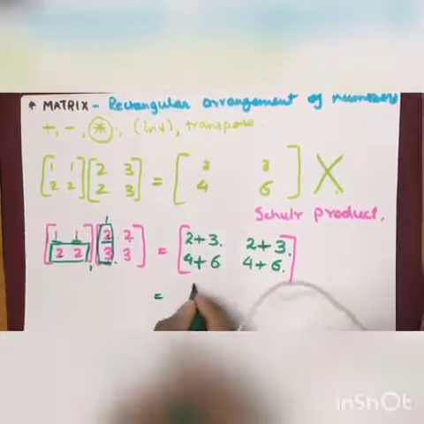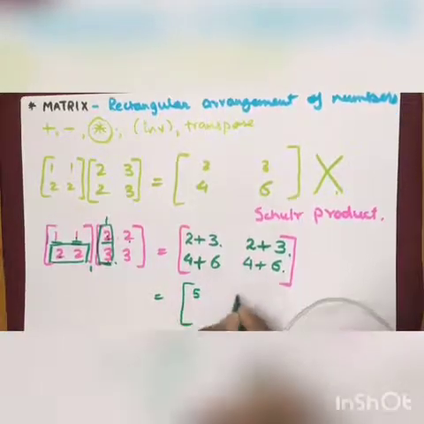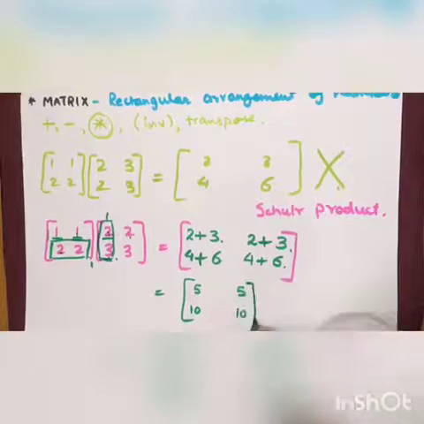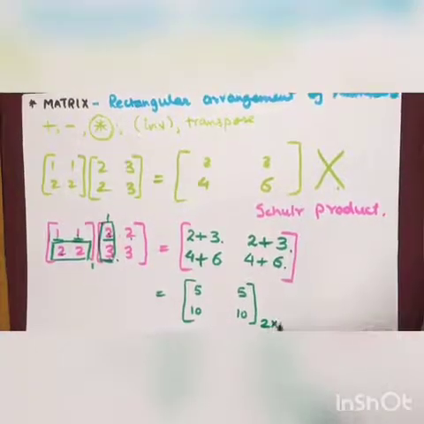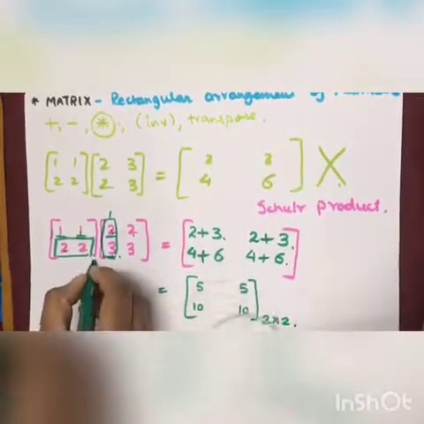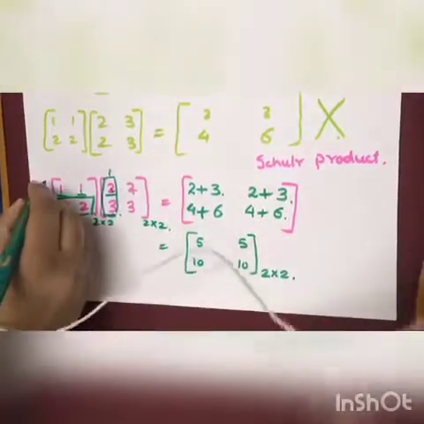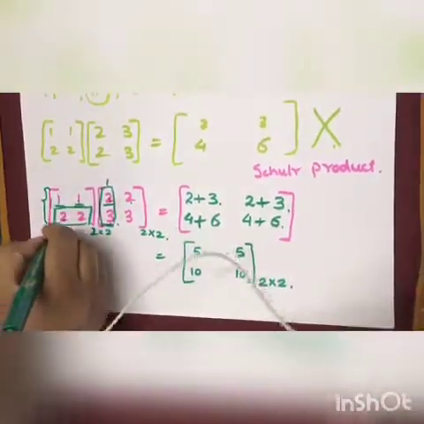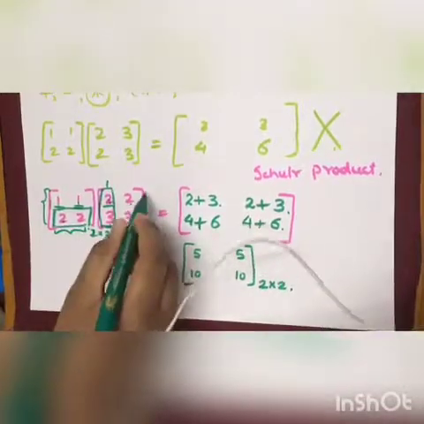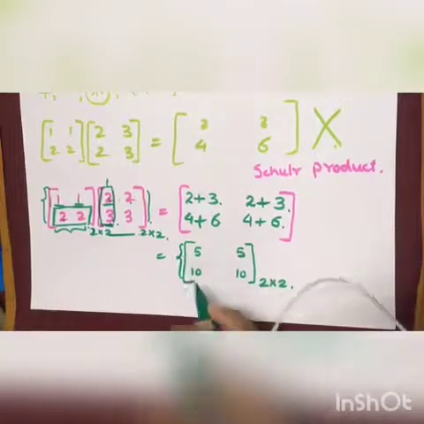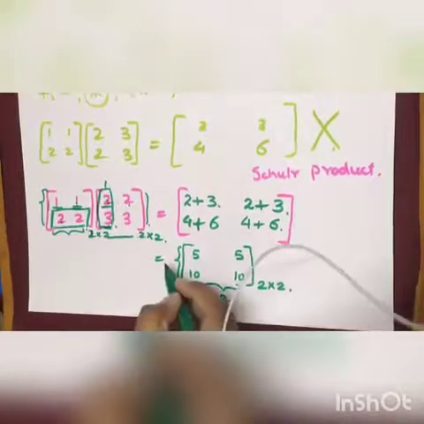So now we add it all up and we get 5, 5, 10, 10, which is a 2 cross 2 matrix. Note that this was also a 2 cross 2 matrix because it had 2 rows and 2 columns. This one also had 2 rows and 2 columns. And here we also have 2 rows and 2 columns.